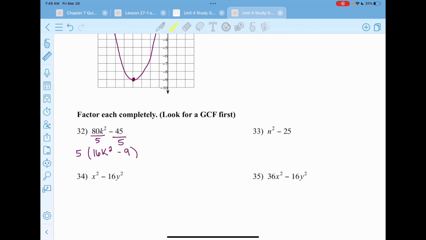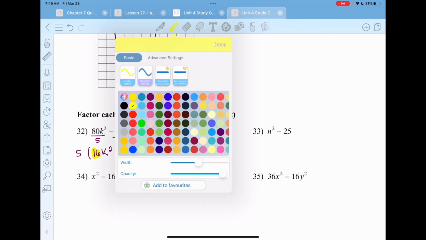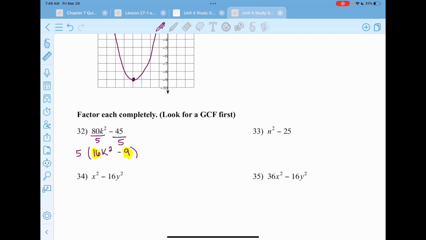And now notice how I have my difference of squares, because 16 and 9 are both perfect squares. The square root of 16 is 4, so I'm going to have 4k, and the square root of 9 is 3. So my factored form will be 4k plus 3 and 4k minus 3. Don't forget that if you factor out a greatest common factor, that it will still be on the outside.